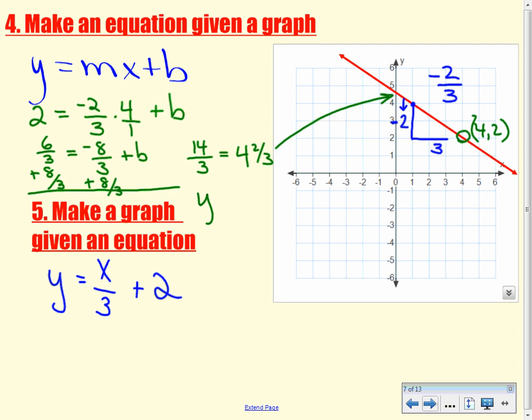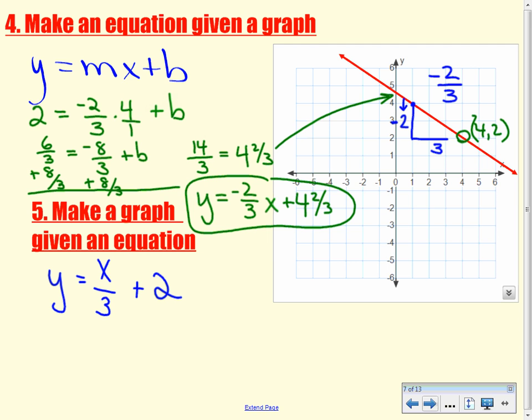So the final equation for this is y equals, we'll get our slope, and then we'll put in the intercept. I'll put it in as a mixed number this time, although sometimes you see it as an improper. So that's how to do it, and that's a version of how to do it when you're not even sure of the y-intercept for sure.